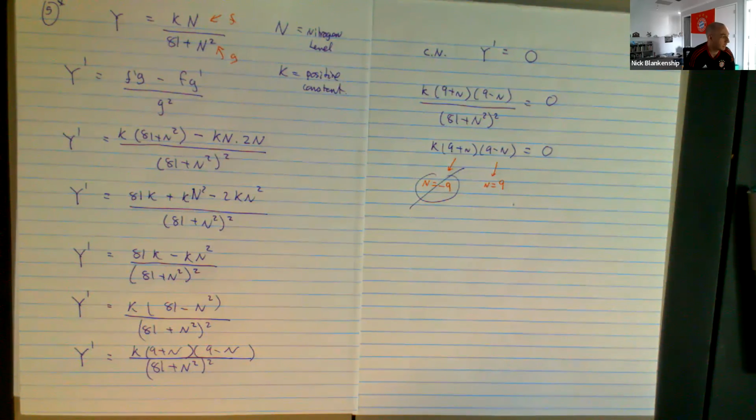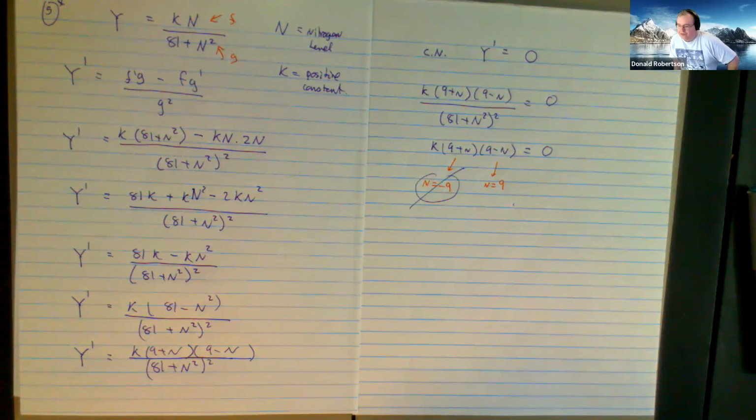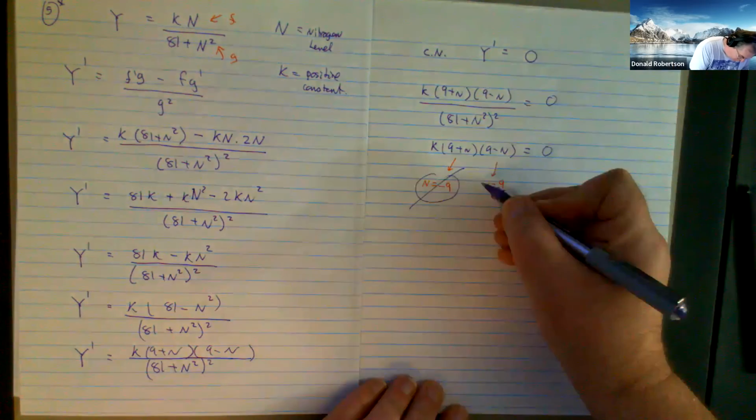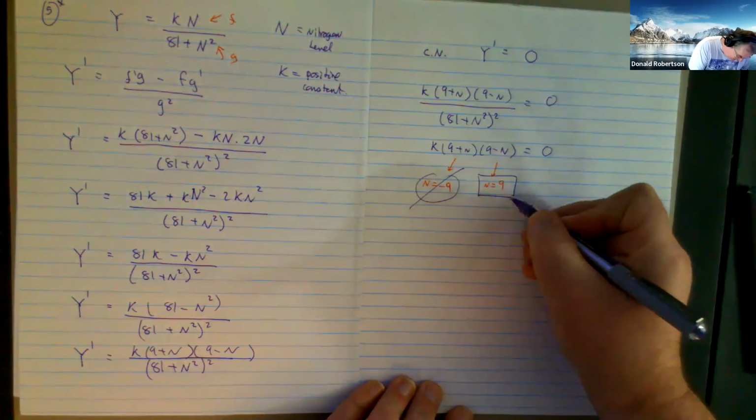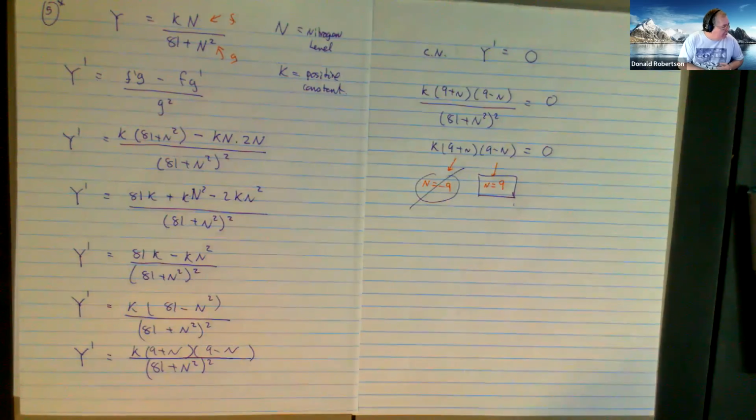You can't have negative nitrogen levels. Yeah, you can't have any less than 0. 0 means you don't get any. I can't imagine what -9 could ever mean. So in our world, the best nitrogen level to use would be n equals 9.